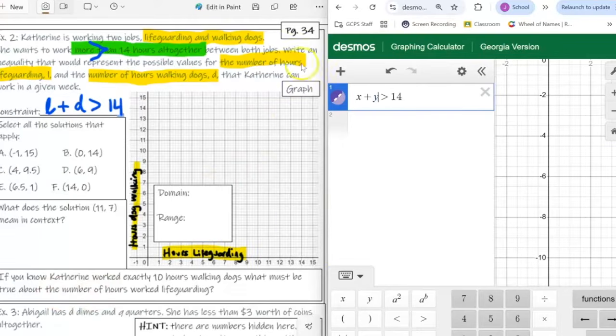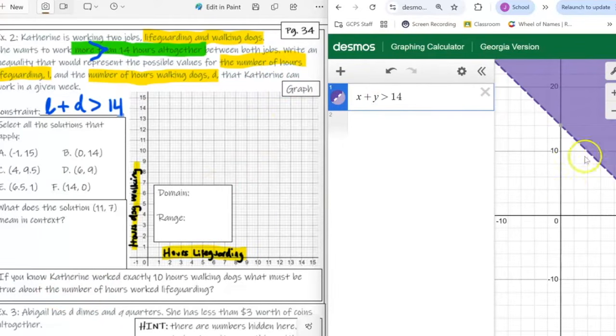So as soon as I do that, you can see it's graphed something. So I'm just going to press home so I can see it. So there's my graph. Now I need to transfer my graph from here to my paper. So let me start off with my y-intercept because that's an easy one. 0, 14. So here's 14. 0, 14. You're going to put a dot.